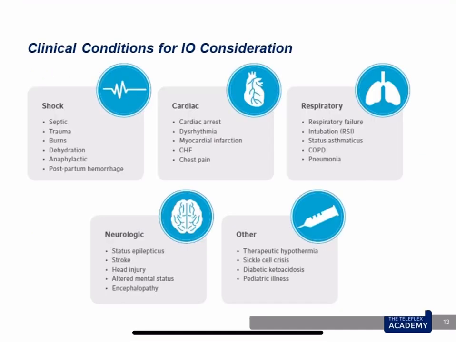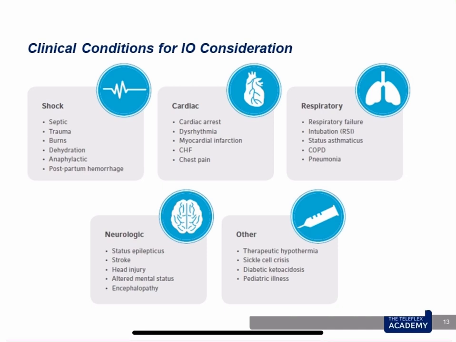So one of the things I hear a lot from people that are advocates of IO-access is that they only use it in dead adults and sick babies. And so one thing to consider is that there are a lot of clinical conditions where one should consider IO-access besides just cardiac arrest and respiratory arrest and very sick near-death children. There are a lot of clinical situations that are time-sensitive where there is the need for rapid delivery of either fluids or medications or antibiotics.